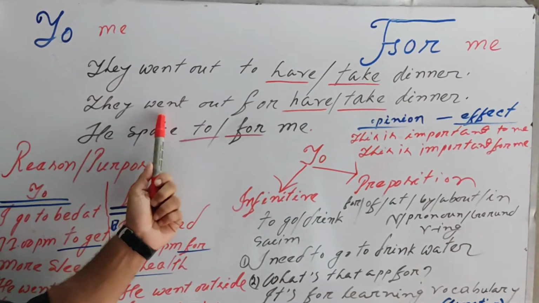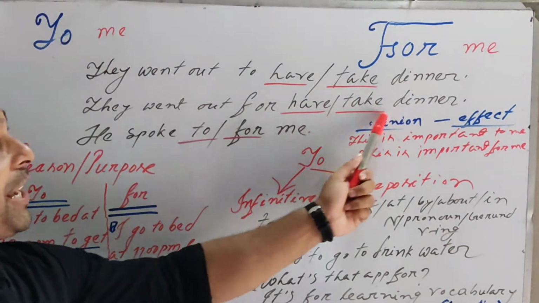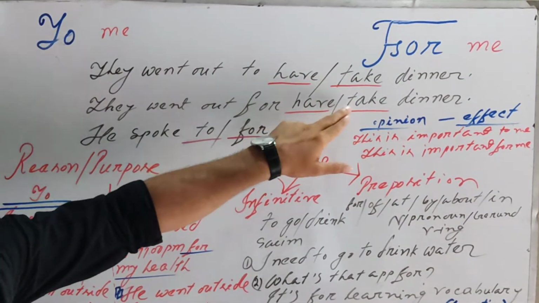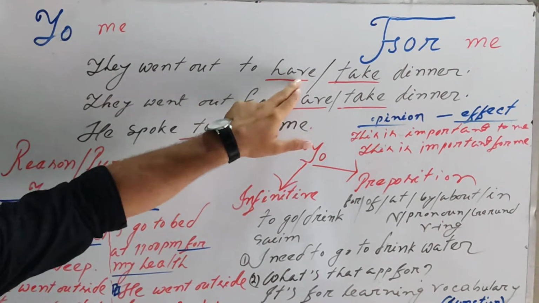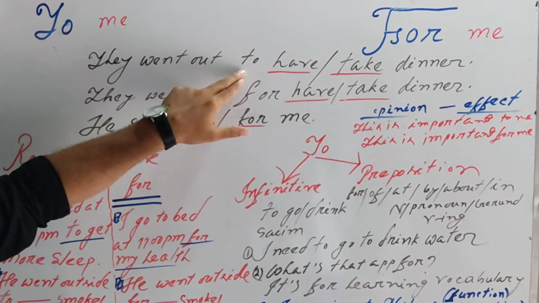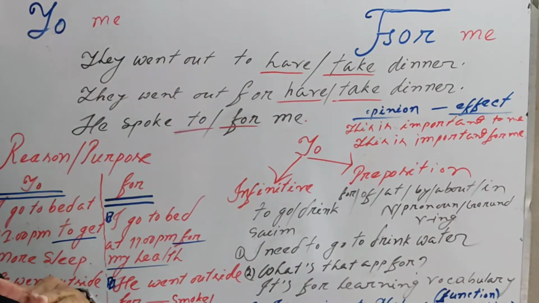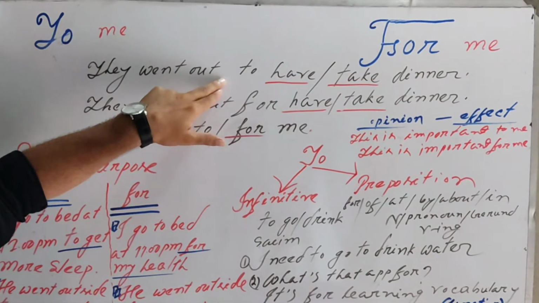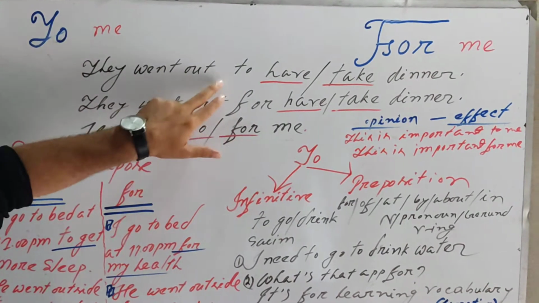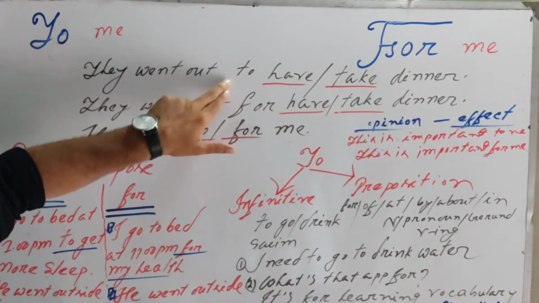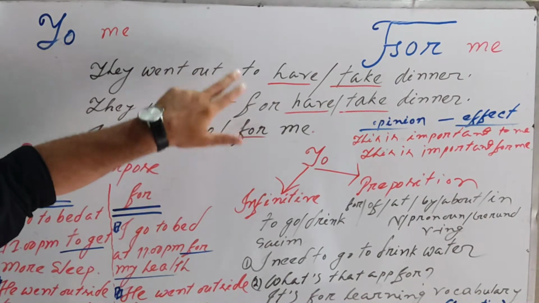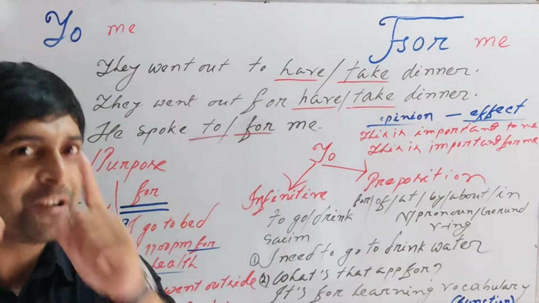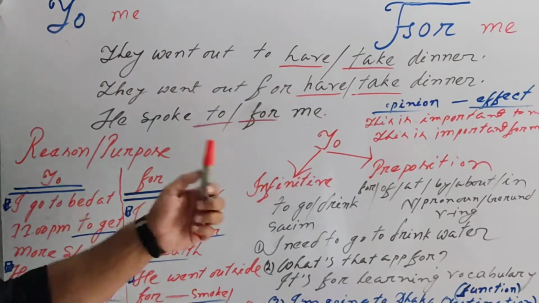The second one: they went out for have or take dinner. Could you please tell me which one is right? Before have or take, I have used for. Before have or take, I have used to. But I have informed you what the difference is between to and for. So could you please tell me, between the two examples, which one is correct? Absolutely right. Let's have a look.